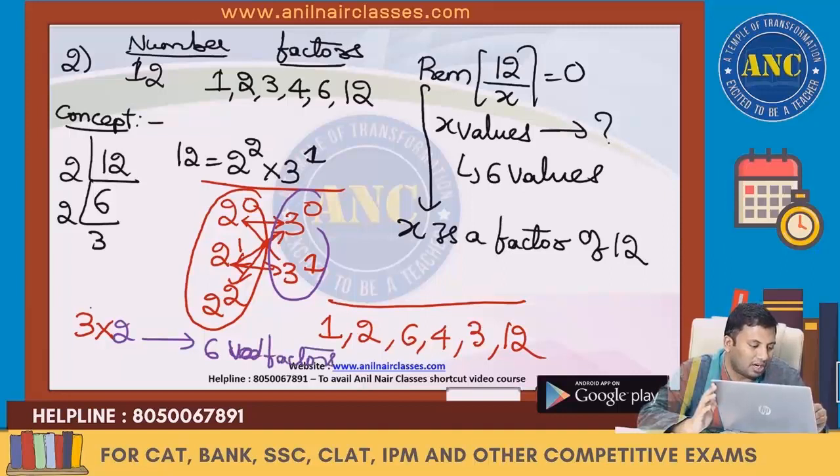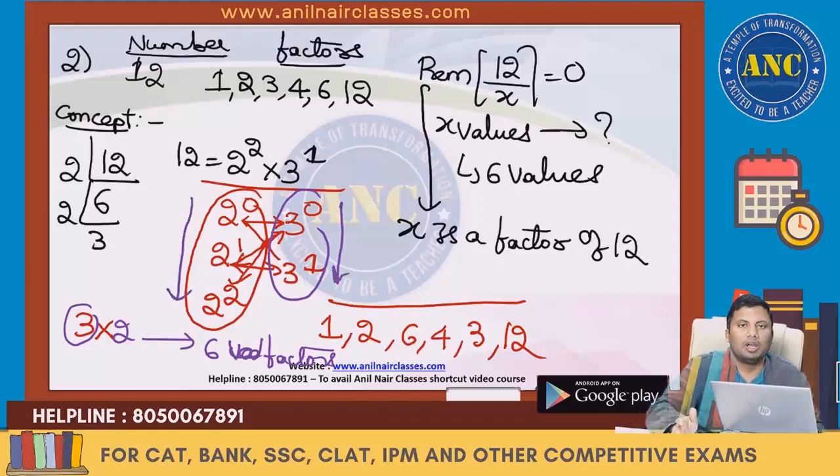How did we get these 3? It starts from 0 to 2, and then the other starts from 0 to 1. 2 power 0 to 2 power 2 gives 3 values, and 3 power 0 to 3 power 1 gives 2 values. What is 3 into 2? Total 6 factors are there.